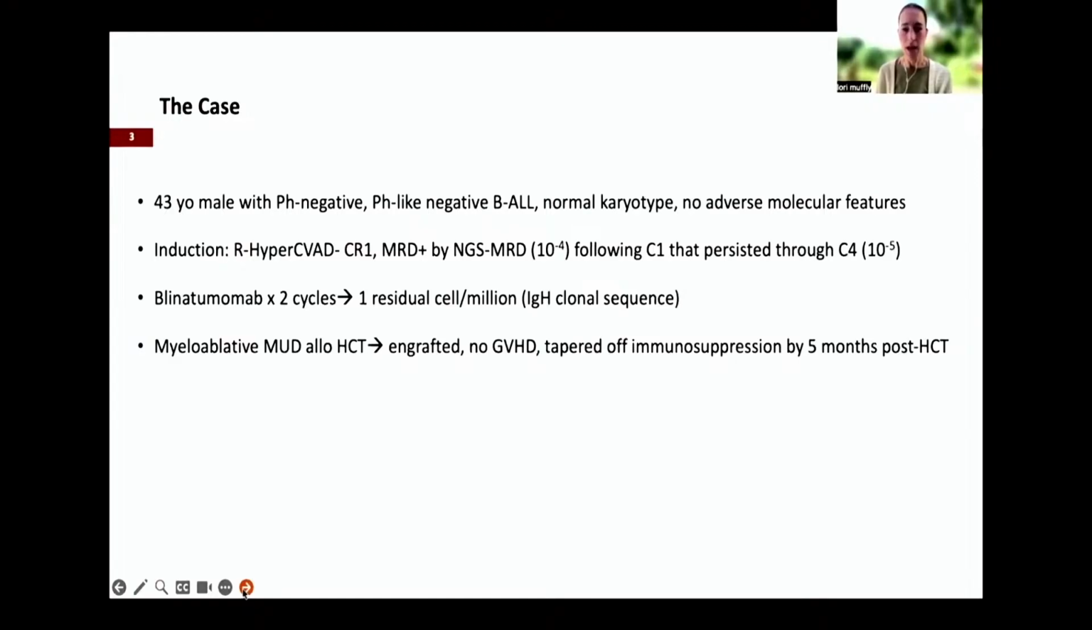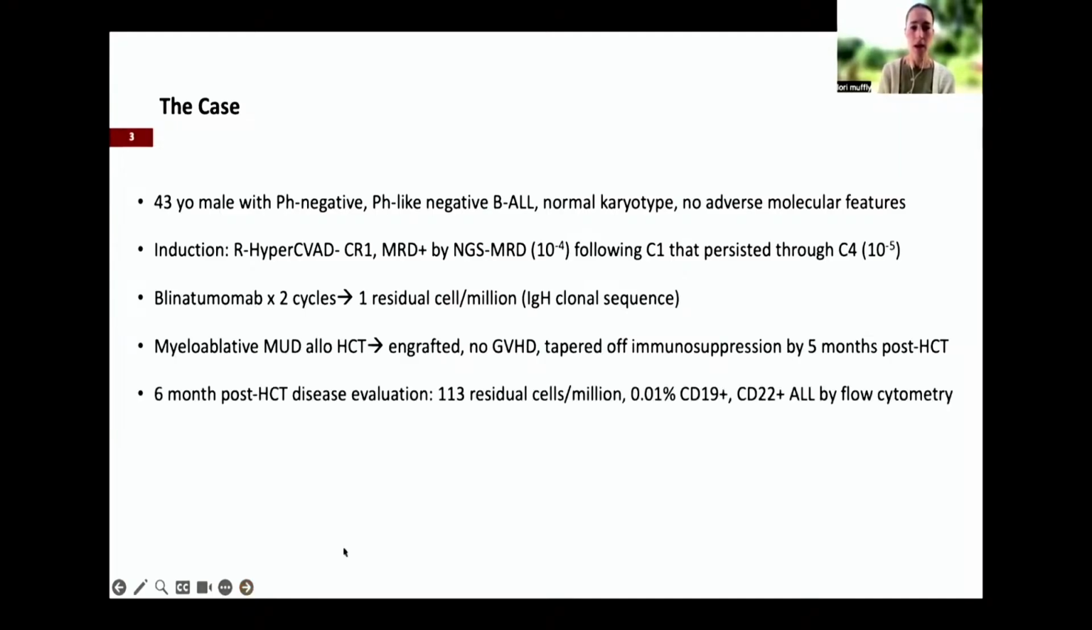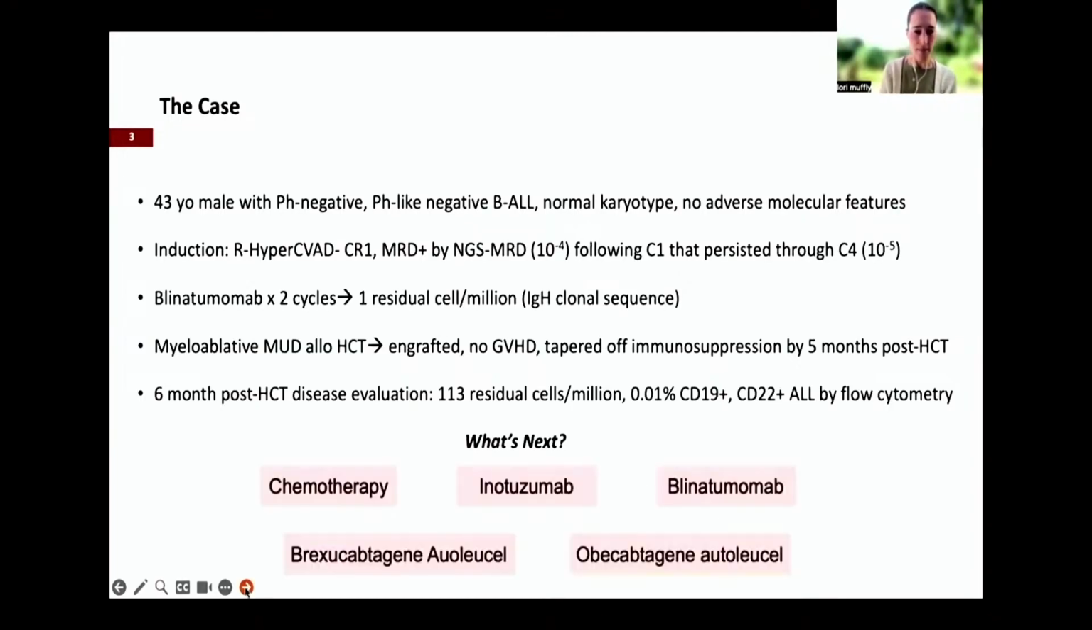He engrafted, had no graft versus host disease, and was tapered off immunosuppression by 5 months post-transplant. At his 6-month post-transplant disease evaluation, he was noted to have 113 residual clonal cells per million, and by flow cytometry, 0.01% B-cell ALL that expressed CD19 and CD22. So the question is, what should we do next?